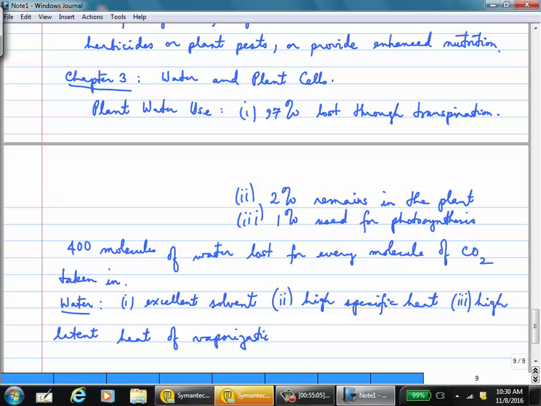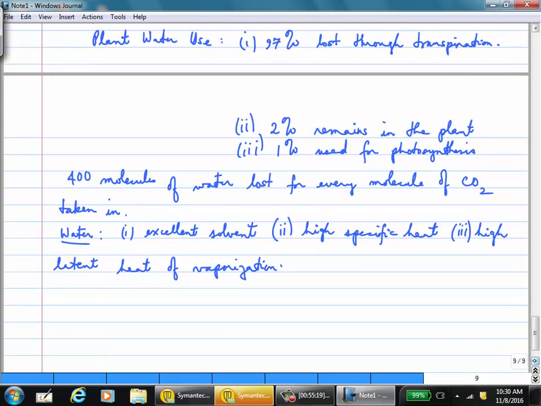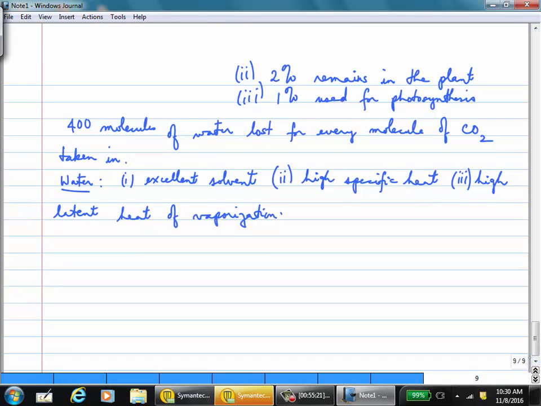So this means that if water evaporates from the leaves, it's going to extract a lot of heat from there, which means cooling is going to be produced. Again, the leaf temperature is not going to rise that much. So those are all good things. Now another property of water that we want to talk about is surface tension.